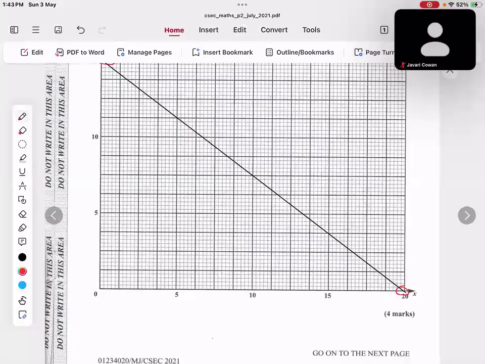So this line is going to be called 60x plus 80y is less than or equal to 1200. That's the equation of that line.